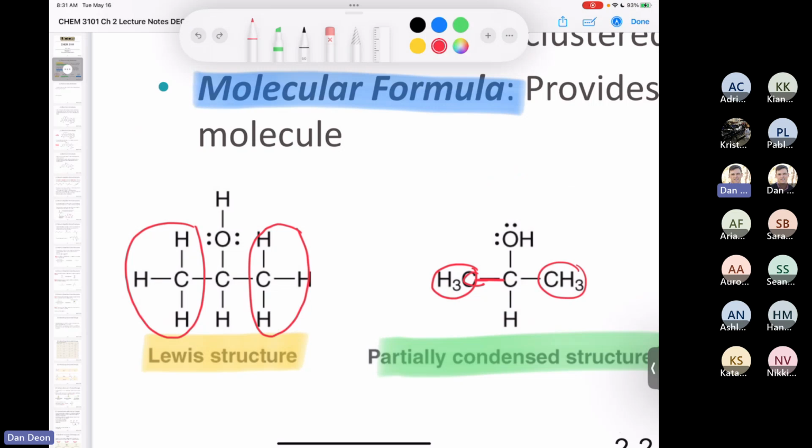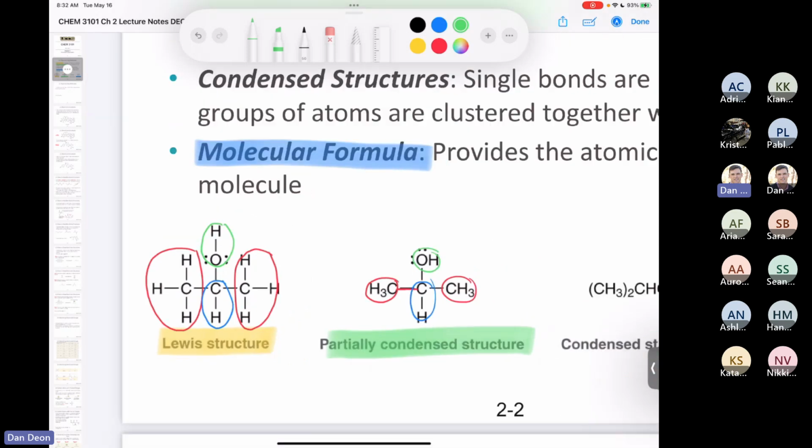So we're getting rid of the carbon-hydrogen bonds. You can see here that we had a carbon-hydrogen bond, and actually they didn't condense that one. They could have, but they chose not to. But they did condense this one. This oxygen-hydrogen bond has been condensed here. So that's what we call a partially condensed structure.